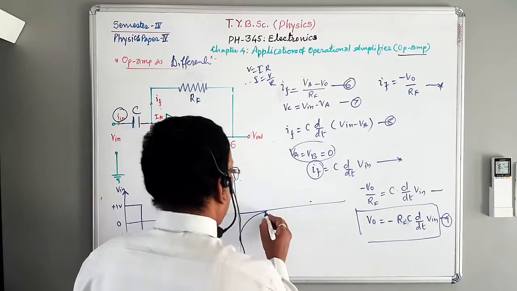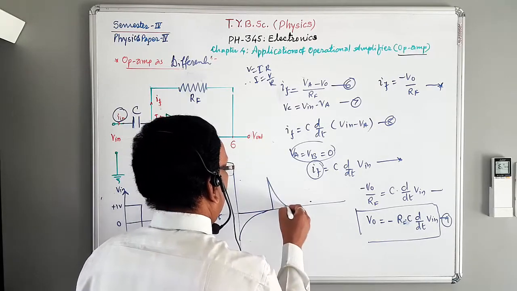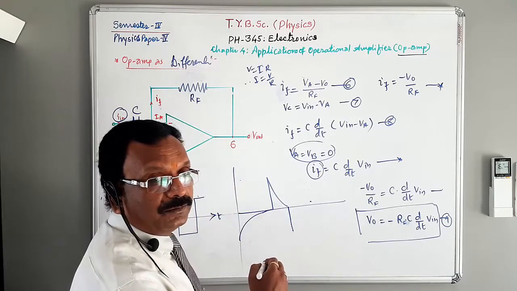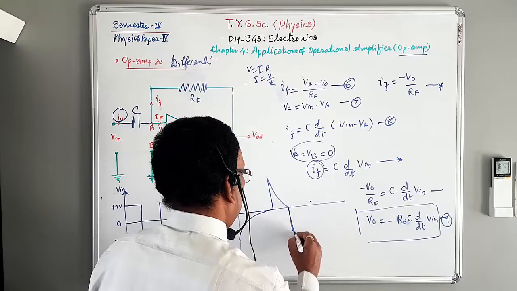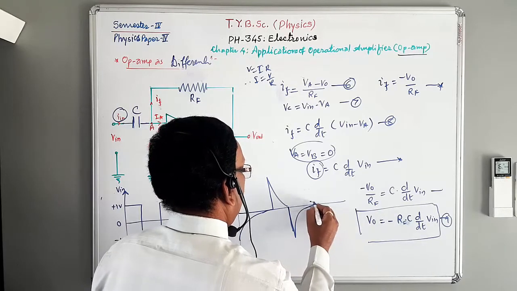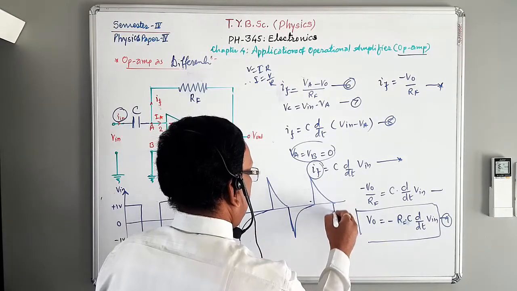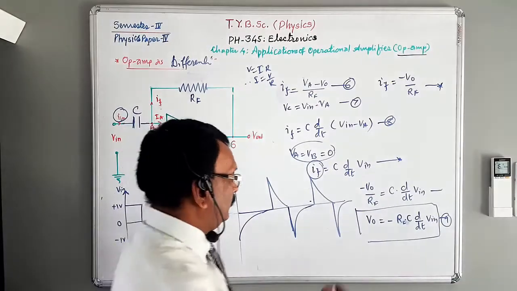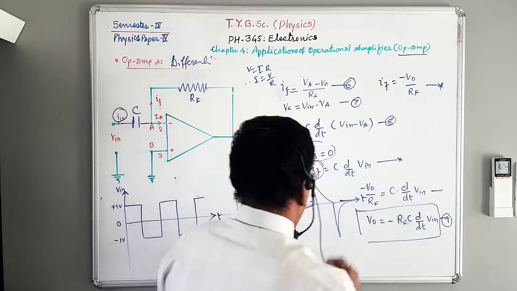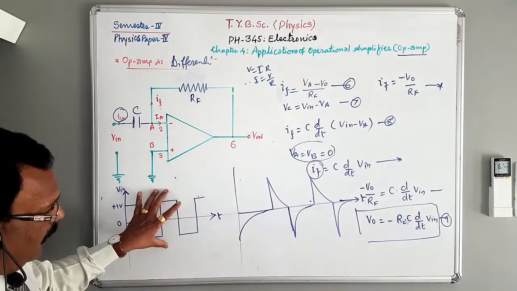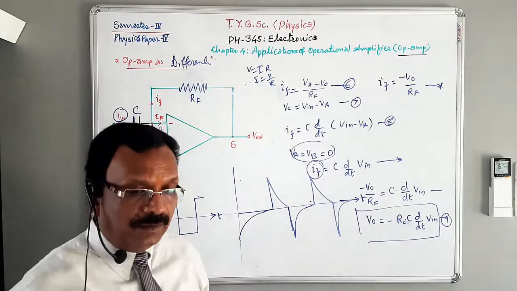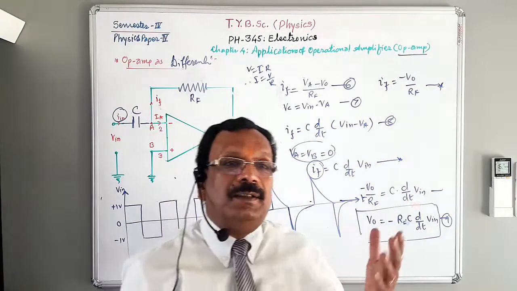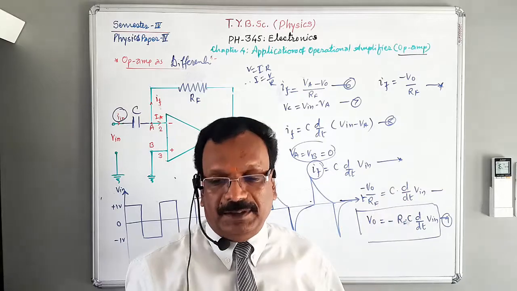These are the sawtooth waves. If the input is like this, then the output is like this. In this way, we studied the integrator and differentiator.